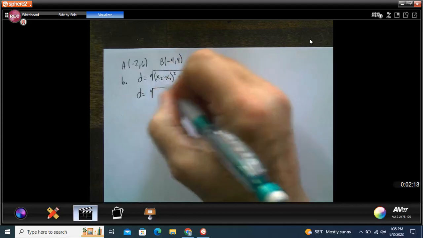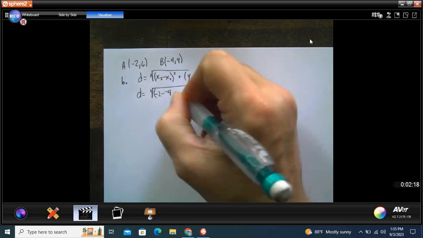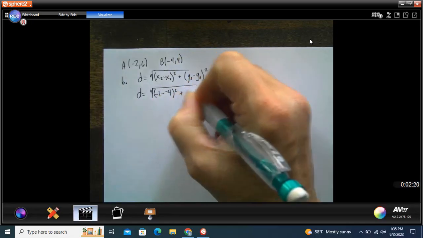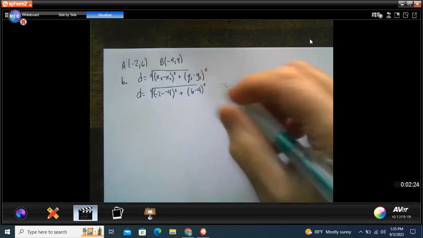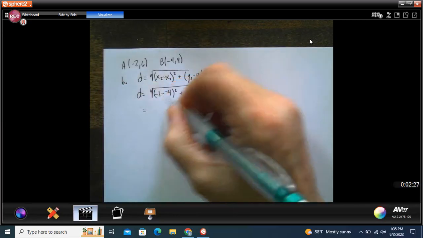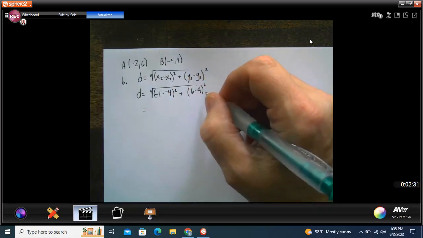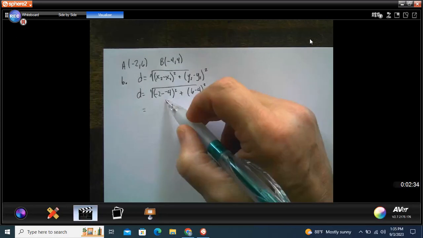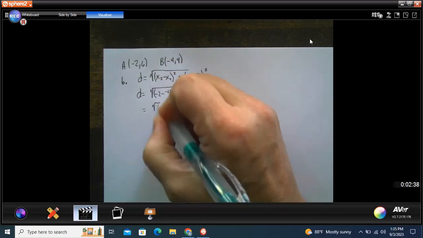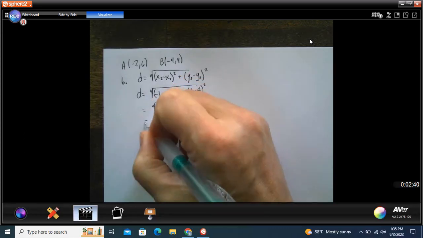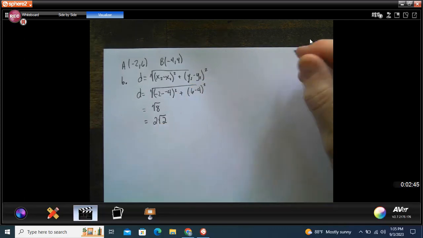So I'm going to have -2 minus -4 quantity squared plus 6 minus 4 quantity squared. And it looks like I'm going to get 4 plus 4, because this would be 2, and this would be 2. 4 plus 4 is 8, and then that simplifies to 2 square root 2.